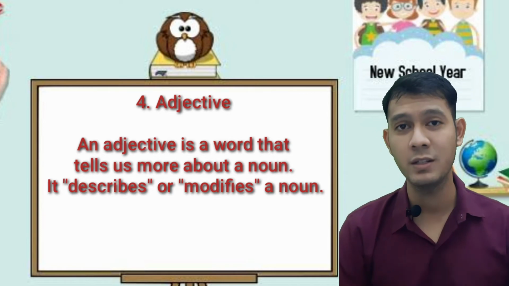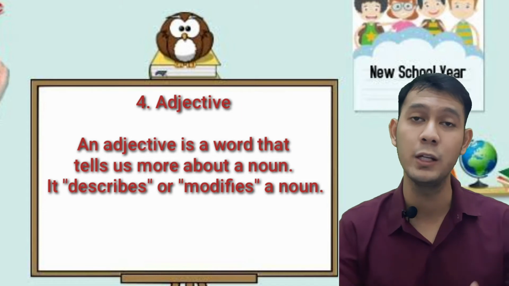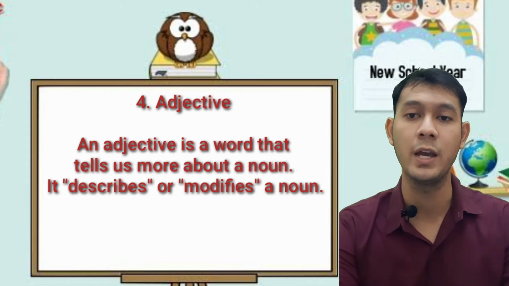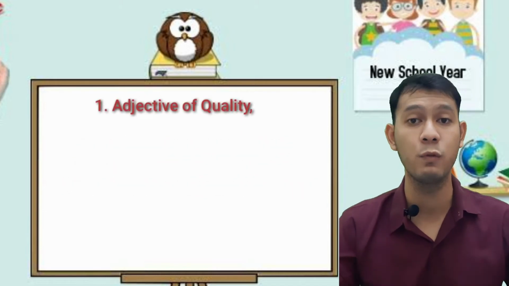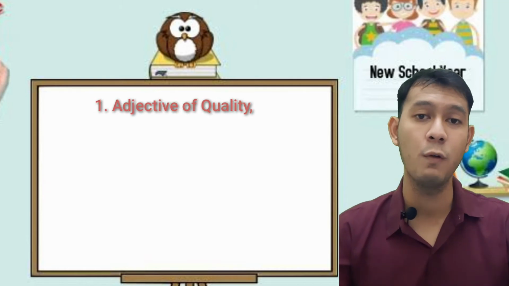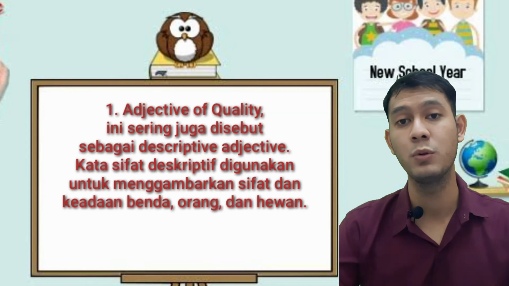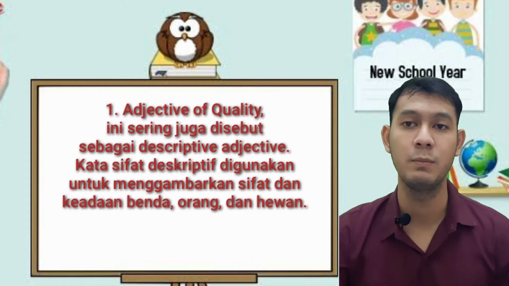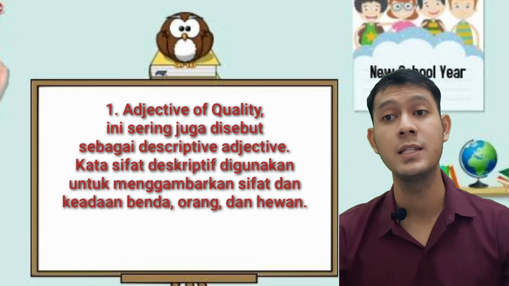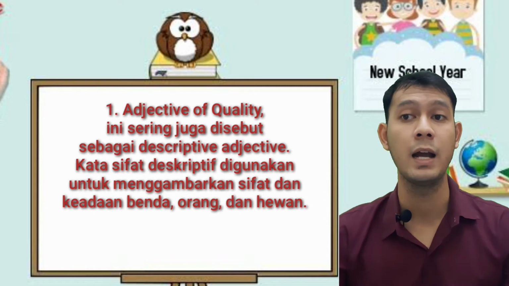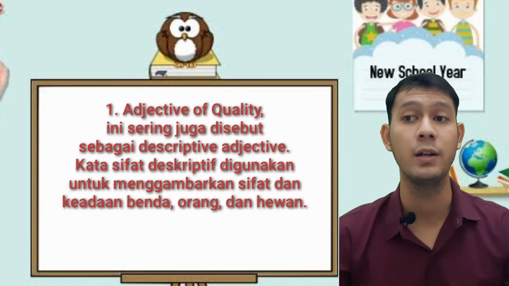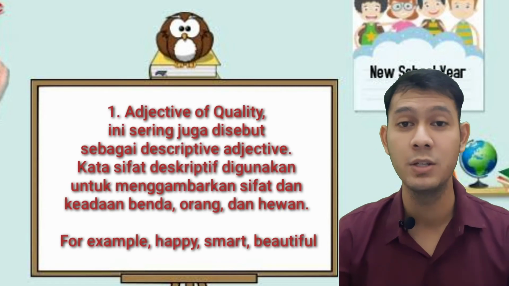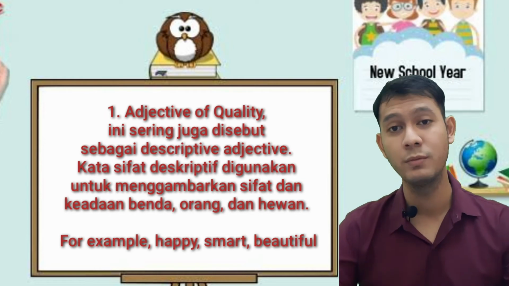Oke? In general, adjective are classified into some types. Oke, yang pertama kita punya adjective of quality. Adjective of quality sering juga disebut sebagai descriptive adjective. Kata sifat deskriptif digunakan untuk menggambarkan sifat, menggambarkan keadaan benda, orang, ataupun hewan. For example, happy, smart, beautiful, and so on.